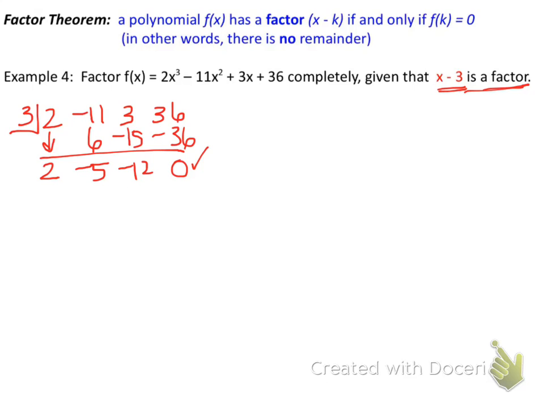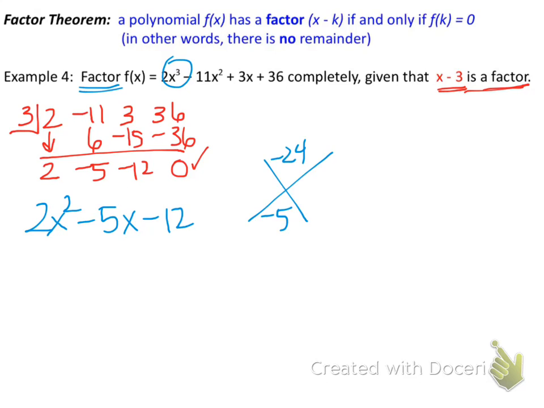Now we need to write this as a depressed polynomial because we're asked to factor it completely. And so now I have, since I started with an x cubed, a 2x squared, and then minus 5x minus 12. And now I need to factor this quadratic. So again, I'm going to ask myself, if you recall from the last chapter, what multiplies together to give me a times c, so 2 times negative 12 is negative 24, that adds together to give my b term, which is negative 5, and hopefully you recognize that that would be negative 8 and 3.